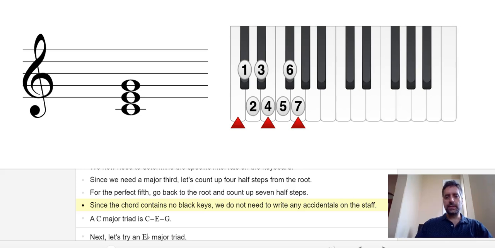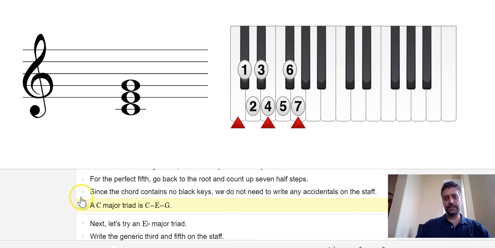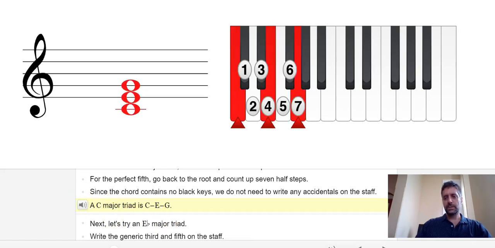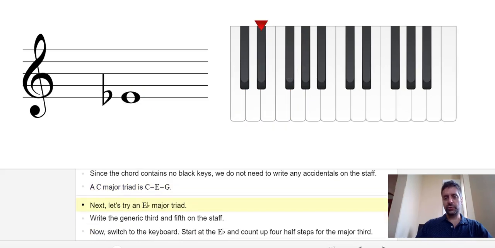Since the chord contains no black keys, we don't need to write any accidentals, but that's not always the case. So that's a major triad. Here's another major triad, and this one actually starts on the black key of E flat.